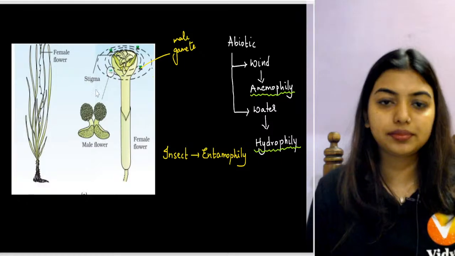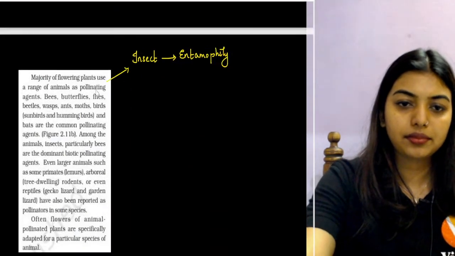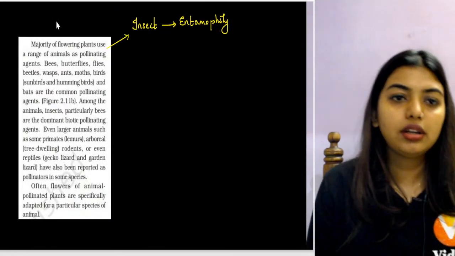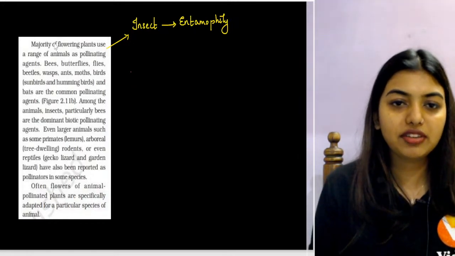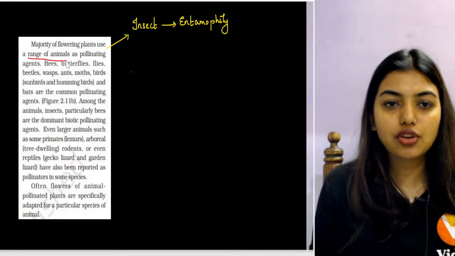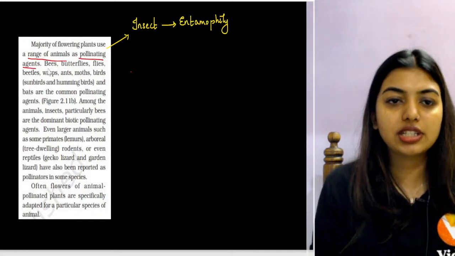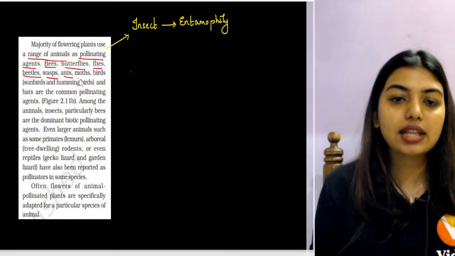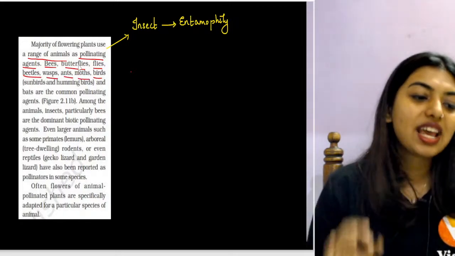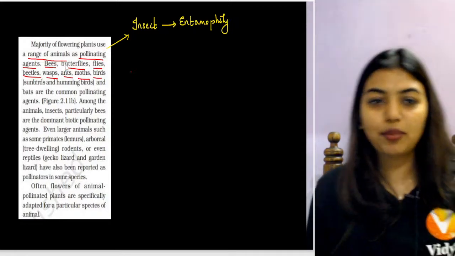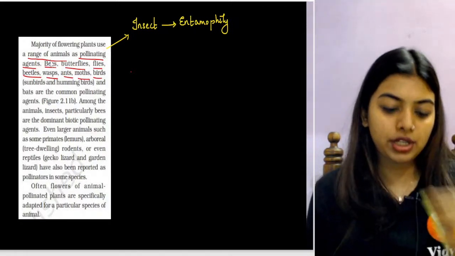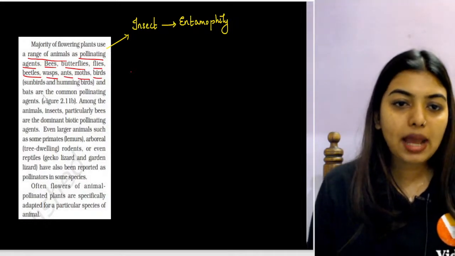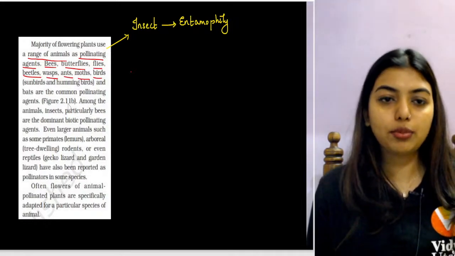Okay. Now here, look here. Majority of the flowering plants use a range of animals as pollinating agents like bees, butterflies, flies, beetles, wasps, ants, moths, birds. All of this is going to help in pollination. Now bats are common pollinating agents.